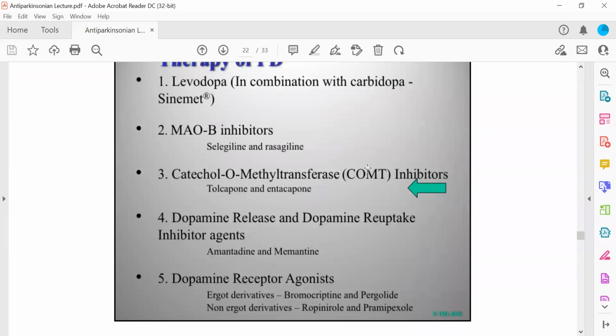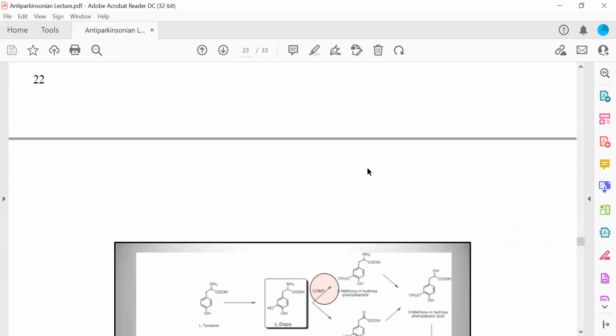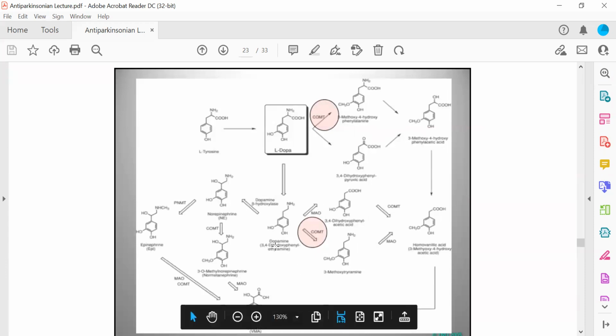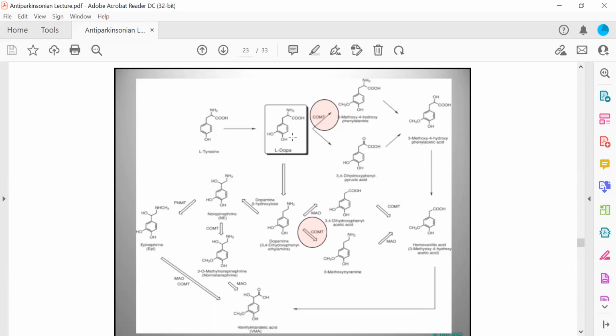Then we have some other drugs as well, the COMT inhibitors, tolcapone and entacapone. We go back to the metabolic pathway of dopamine. You can see dopamine can be metabolized by COMT into inactive dopamine metabolites. And even levodopa, as we've previously discussed, the COMT enzyme can convert levodopa as well into inactive metabolites. So by blocking the COMT enzyme, you will then increase both levodopa levels as well as dopamine levels.